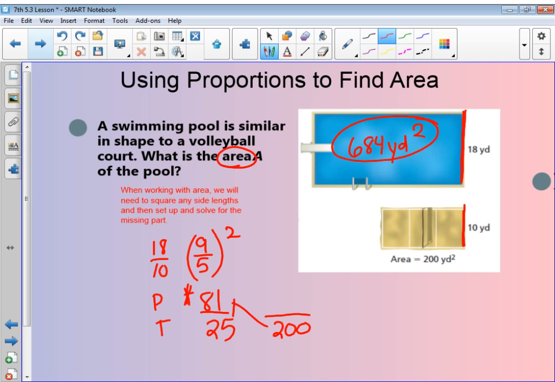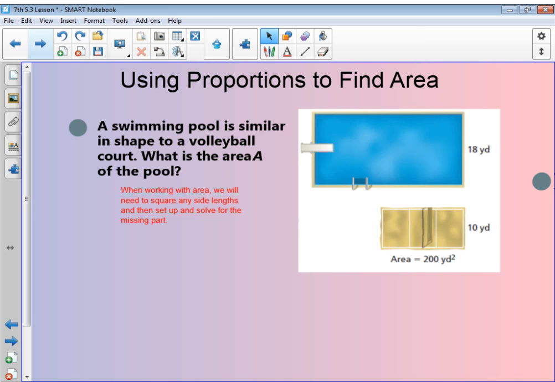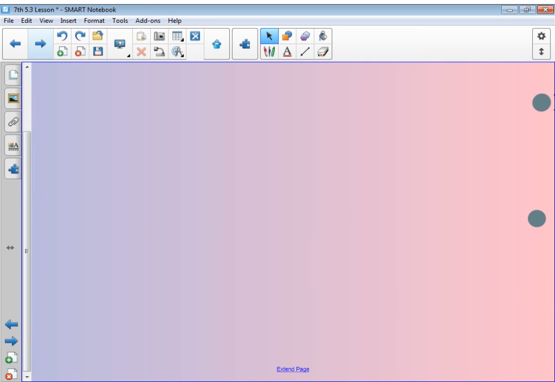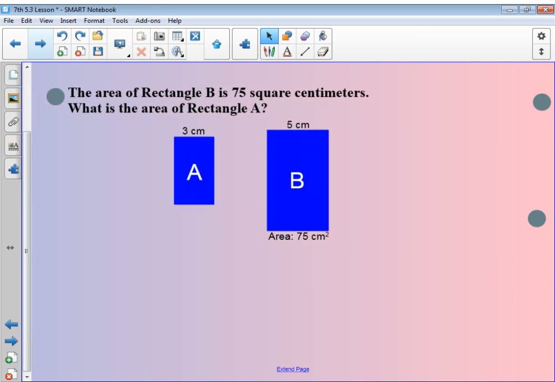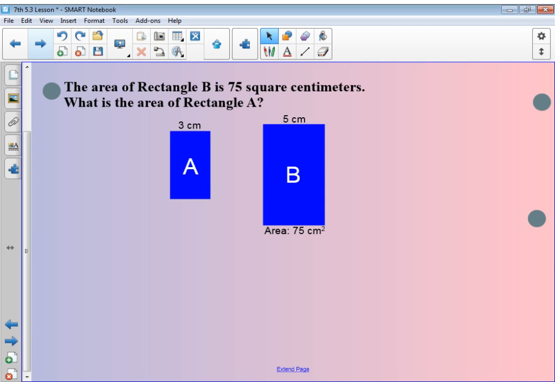Okay, so let's practice another one of those. Once again, it's tying two things together. So it's tying in that area proportions and then also solving for a missing number. Okay, so it says the area of rectangle B is 75 centimeters squared. What is the area of rectangle A? Okay, so we're going to take our sides and set them up as a proportion. Okay, so I've got 3 to 5. So this was my A, this was my B.